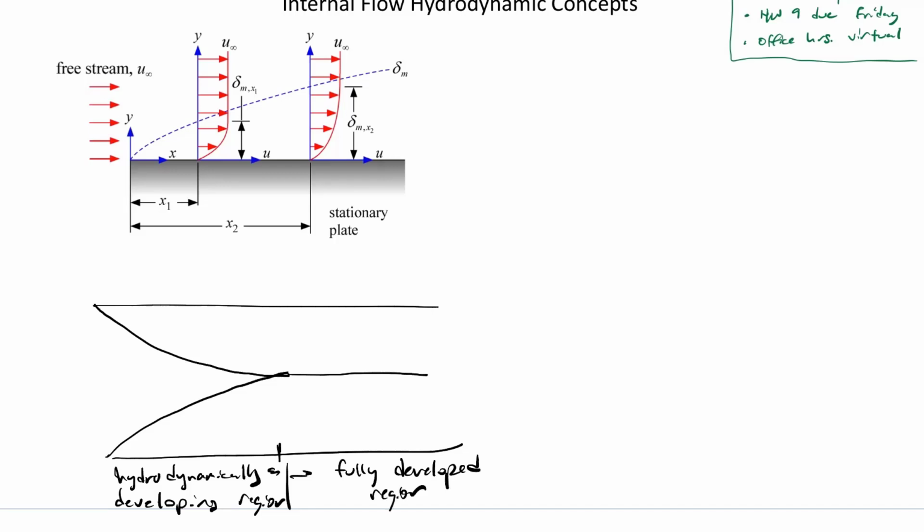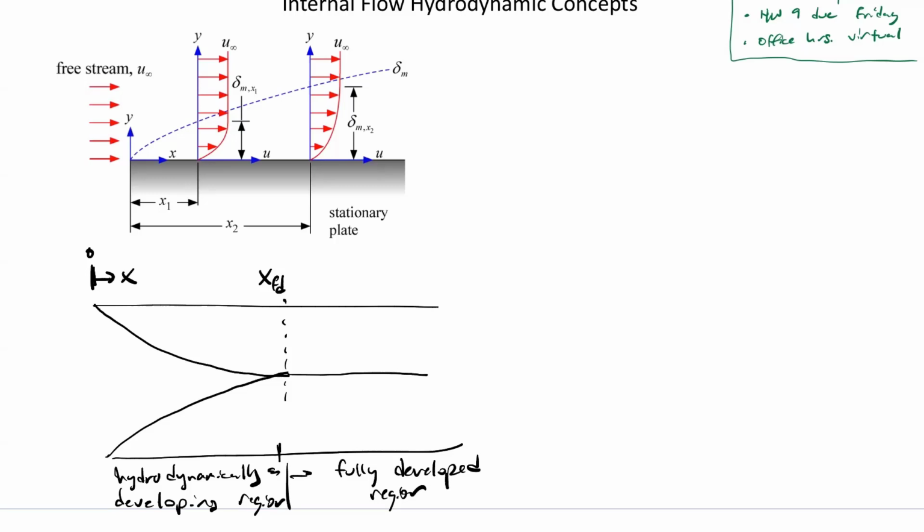We're going to refer to this position. If this is our coordinate system, this is x, and x is 0 at the leading edge of the plate. We're going to refer to this position here as x_fd. So x fully developed is the position along this tube or duct where the boundary layers actually meet and the flow changes.